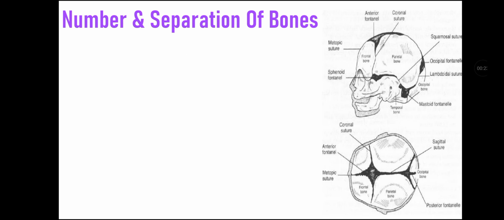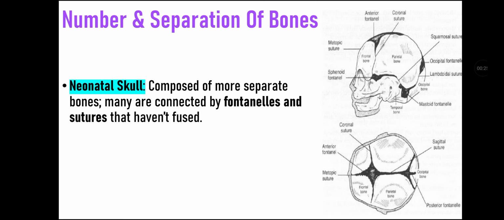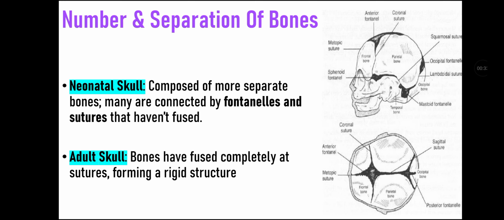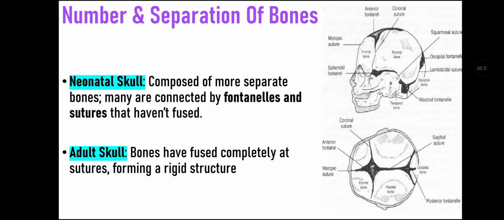Second difference is number and separation of bone. In neonatal skull, it is composed of more separate bones. Many are connected by fontanelles and sutures that haven't fused. In adult skull, bones have fused completely at sutures, forming a rigid structure.